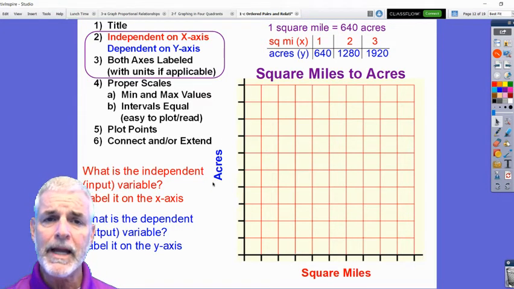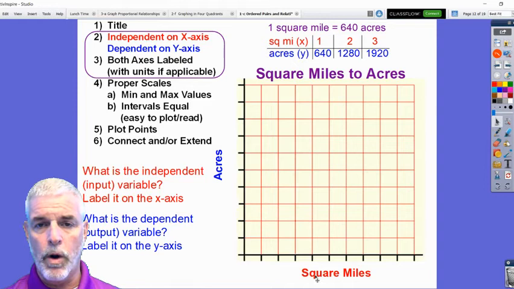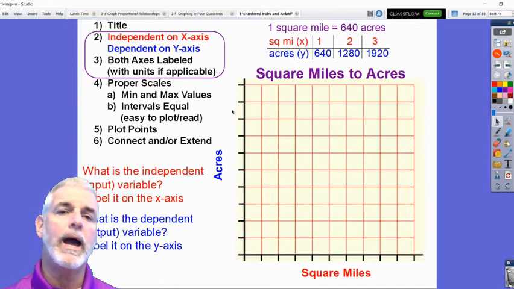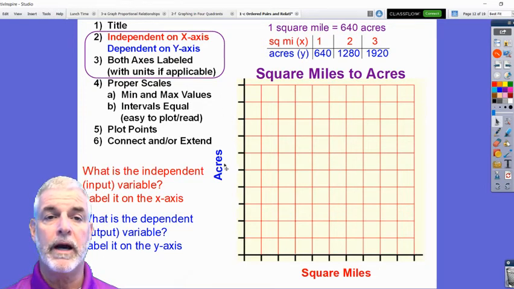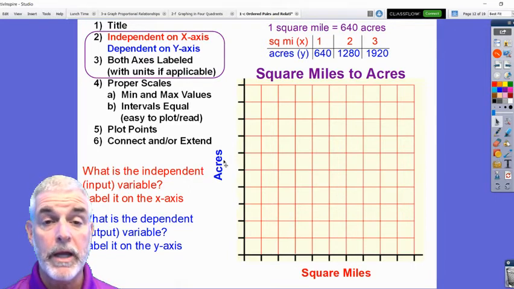Okay? You need to label the 2 axes on your graph. What are you graphing? What do these coordinates mean along the horizontal axis, the x-axis? These are going to be square miles. And on the y-axis, we are going to plot the acres. Okay, so that's your labeling of the axes. If you do not label the axes with units properly, you will lose points.